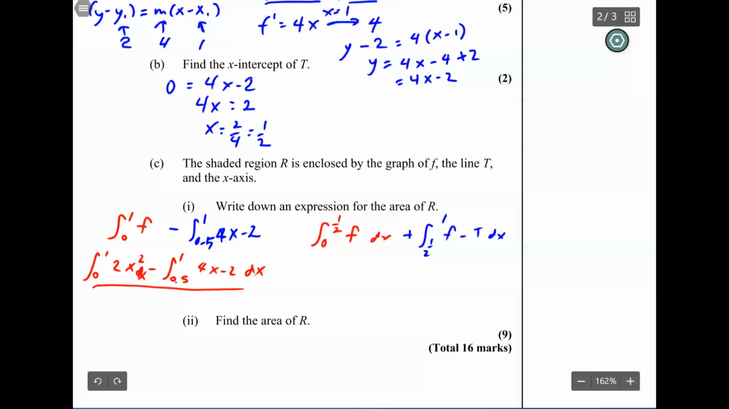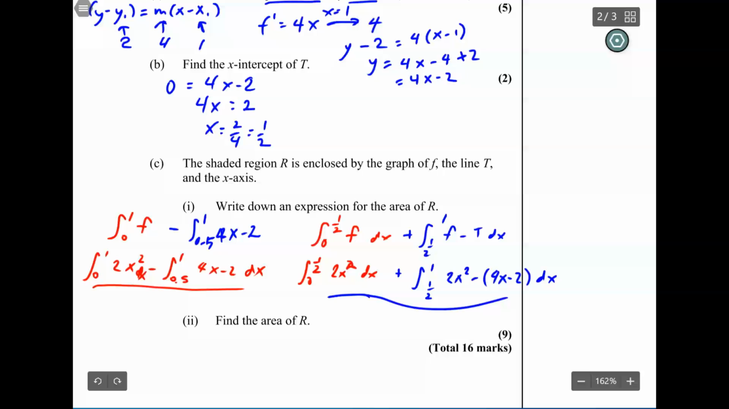Now we're just going to fill in some stuff, okay? So 0 to 1/2, and we're going to fill in f, which is 2x squared dx. And then we're going to add to that the integral from 1/2 to 1 of 2x squared minus the t expression, which is 4x minus 2 dx. Okay, so that is the two possibilities.